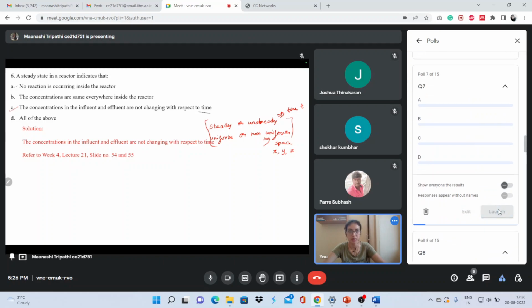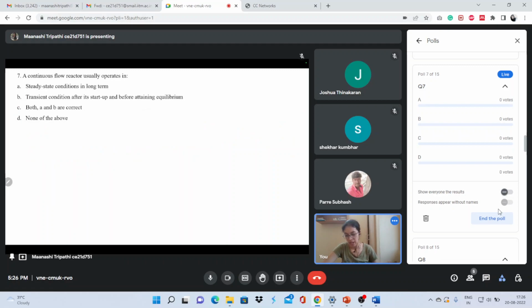Moving towards the next question. A continuous flow reactor usually operates in, so here we need to answer it. Does it operate in steady state, transient condition, both A and B, or none of the above? So what is a continuous flow reactor? First of all, there are two words, continuous and flow. If this is a reactor, two things are happening. Flow is coming in, flow is going out, because it is a flow reactor. Now it's continuous. Means flow is continuously coming in, continuously going out.